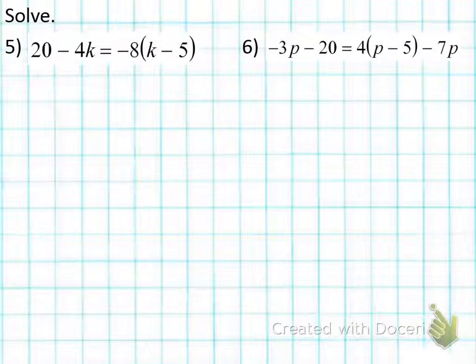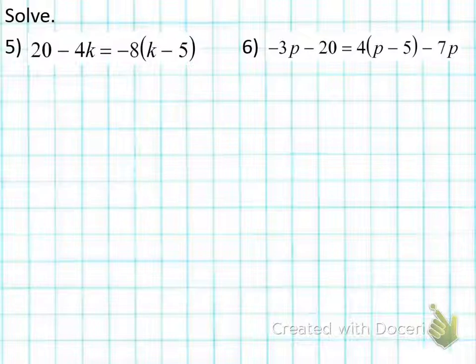Raise your hand if you were confused by some of these problems yesterday on your homework. Number 5. Okay, let me walk through this one first before we start working it out. I'm not releasing you, so just write it down on your boards. We're going to do this together. Take a moment to write this down on your boards. Okay, so on number 5, we got 20 minus 4k is equal to negative 8 times k minus 5.